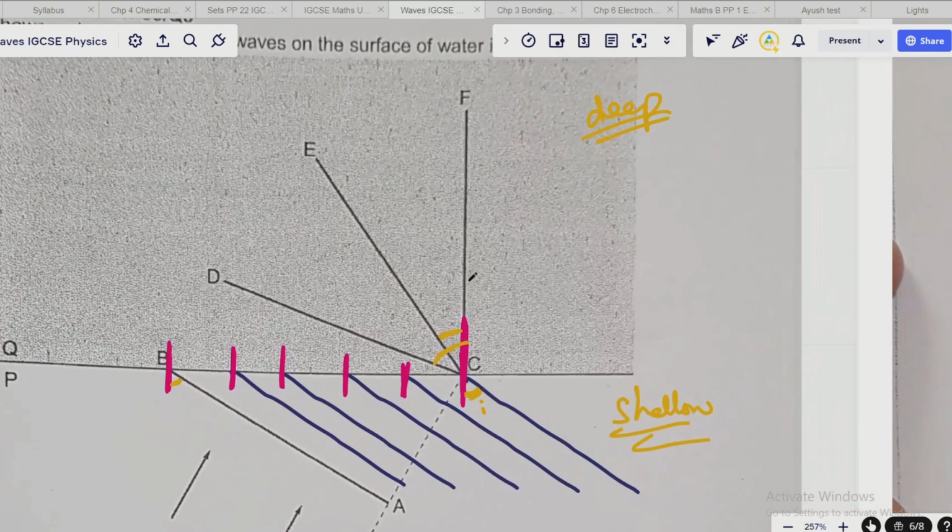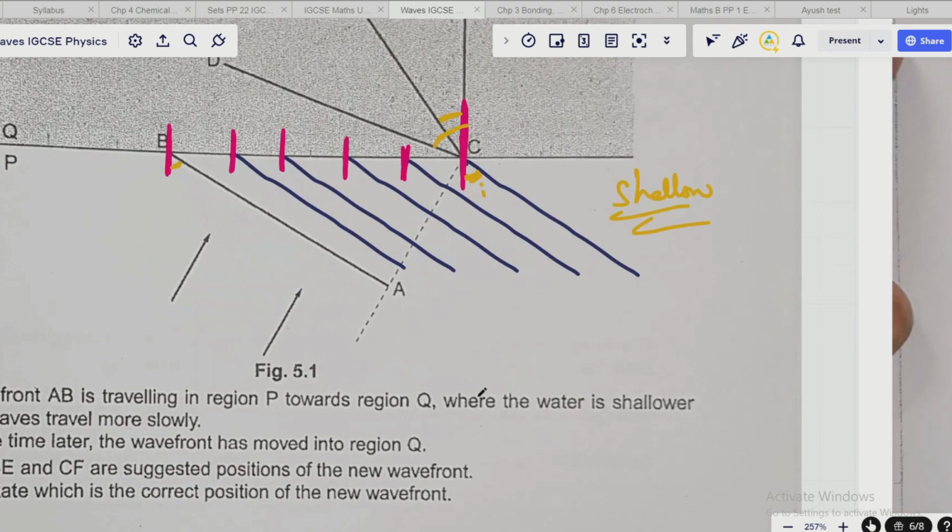CF cannot be the answer because it is directly perpendicular to the wavefront. So it cannot be the answer. This line can never be the answer. So it is either CE or CD. How would I choose the correct answer? Through this data that is provided.